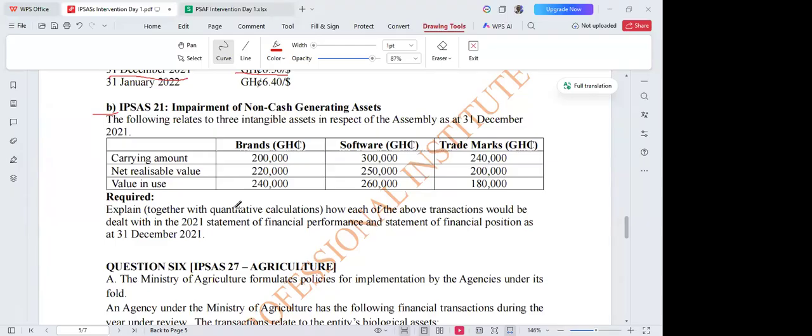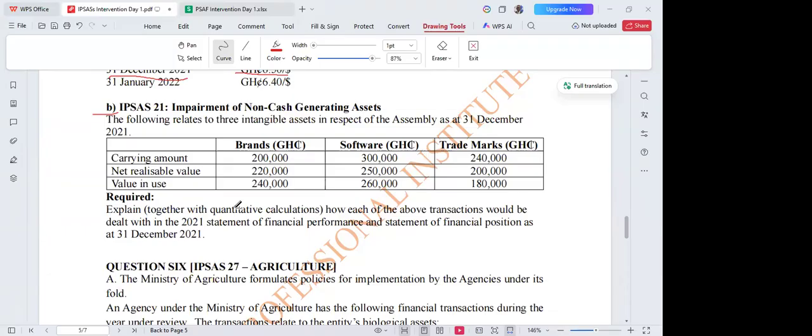Okay. IPSAS 21, impairment of non-cash-generating assets. The following relates to three intangible assets as at 31st December 2021: brands, software, and trademarks. Their respective carrying value, respective net realizable value, and respective value in use. Required: explain, together with quantitative calculations, how each of the above would be dealt with in the 2021 Statement of Financial Performance and Statement of Financial Position as at 31st December 2021.